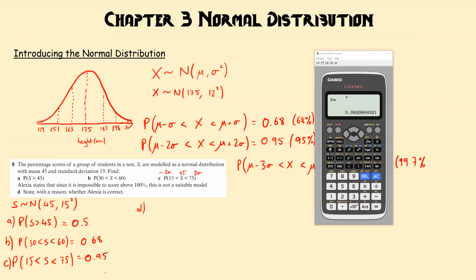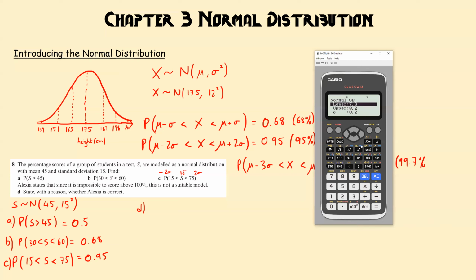Part D, Alexia states that since it is impossible to score above 100%, this model is not suitable. State with a reason whether she is correct or not. So for this particular one, it makes you start thinking, is she right? Is she not right? It's quite hard to know what's going on here, but this model is quite good because even though it is impossible to get above 100%, at that point those percentages become so small.